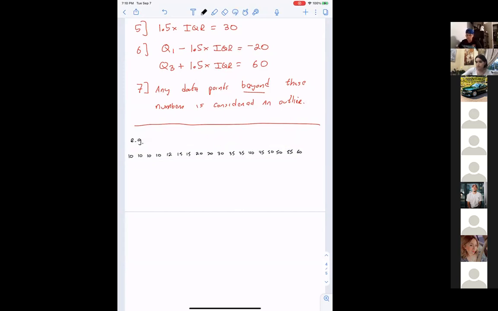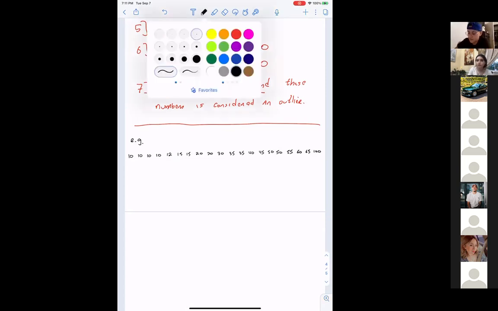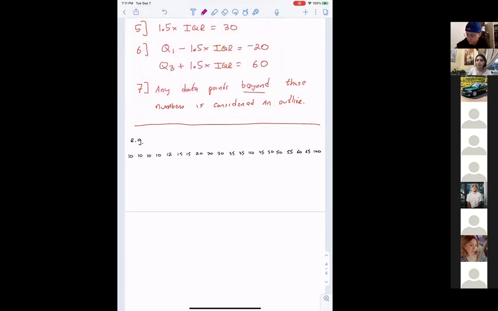60, 65, 100. All right. So how many data points do we have in this collection? 20. So with 20 data points, we know what the min and max are. Those are the obvious ones. But with 20 data points, where is the median located?